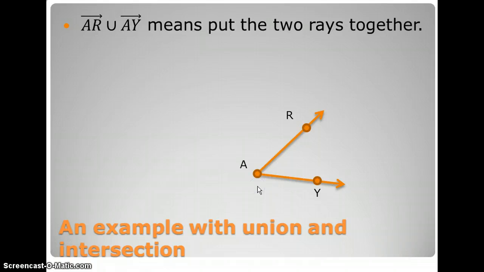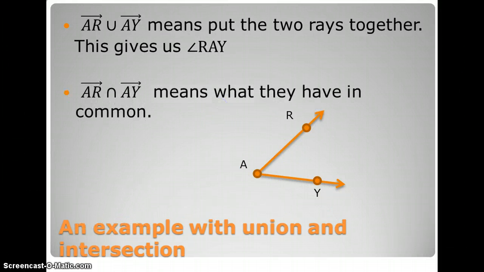So a quick example with union and intersection, and then we'll get more in depth on it. Here's what appears to be an angle. If I have this, AR, that means ray AR, union, put it together, with ray AY, that means I'm putting the 2 rays together. And that gives us an angle. If you put 2 rays together, you get an angle. And A is the vertex.